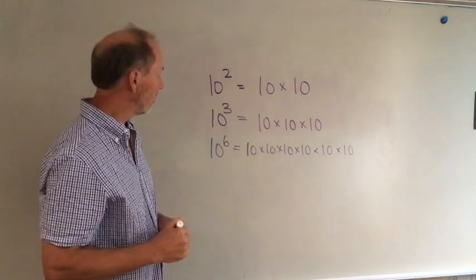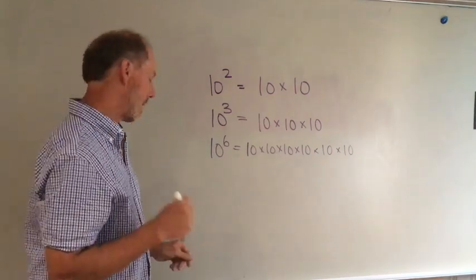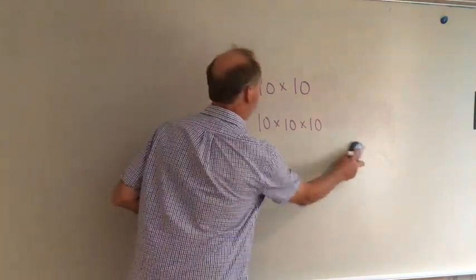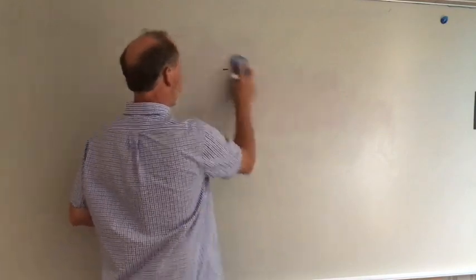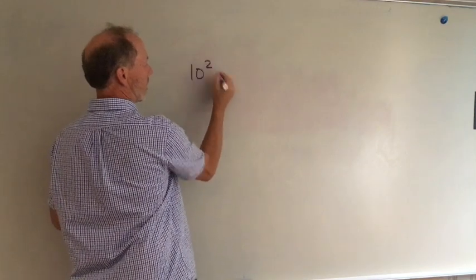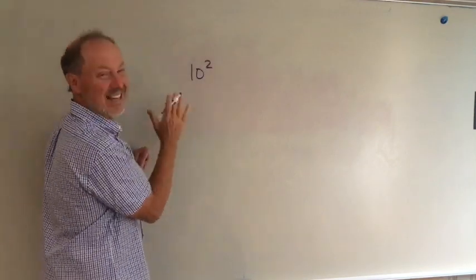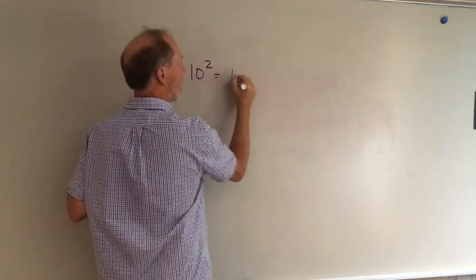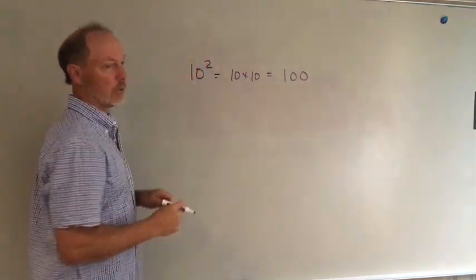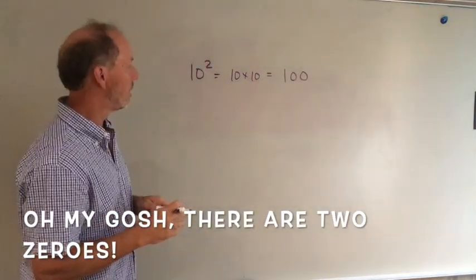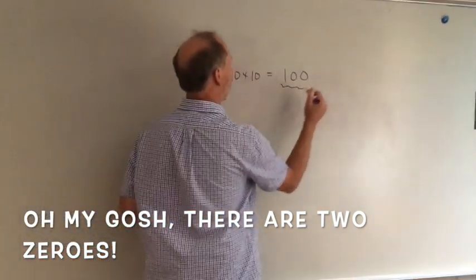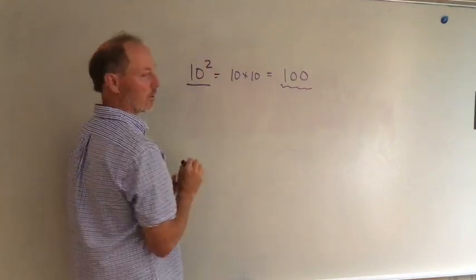Cool? So far so good? Now, where are we going with this? You'll see, don't worry. All right. I want you to notice something. Remember that this 10 to the 2nd, also known as 10 squared, was 10 times 10. And I want you to notice that that equals 100. 10 times 10 equals 100, right? Okay. Do you notice anything about this number related to this?